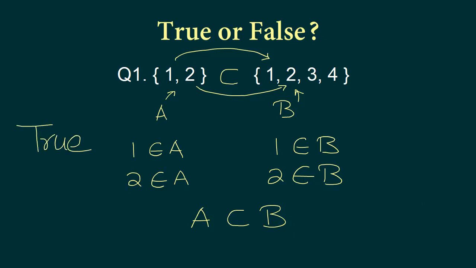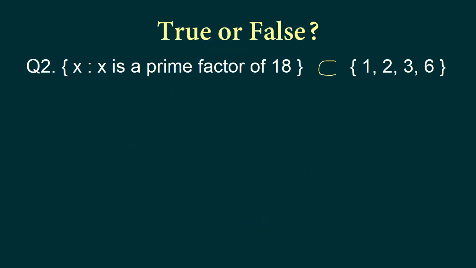Let's take a look at the second question. A set that contains element x where x is a prime factor of 18. Now, is this entire set a subset of the set on the right side? Let's first find out. This is given in set builder form, so let's write this in roster or tabular form. Let's find out the prime factors of 18. Why don't we start with finding all factors of 18?